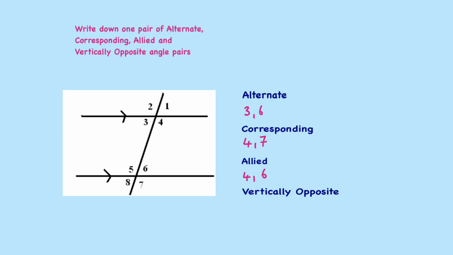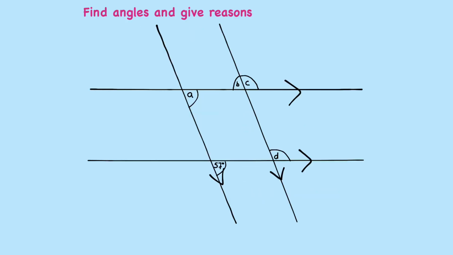And then we'll find a vertically opposite pair, so we'll have a look. We have one there, 5 and 7. So let's just show those two angles are opposite each other. Now, as you will see, there are many different alternate, corresponding, allied and vertically opposite angles we could have chosen, but these are just a few. Here's another example.